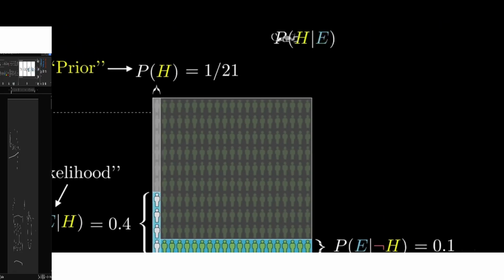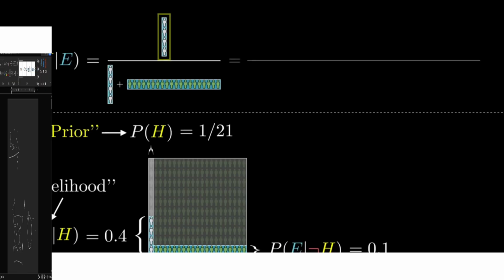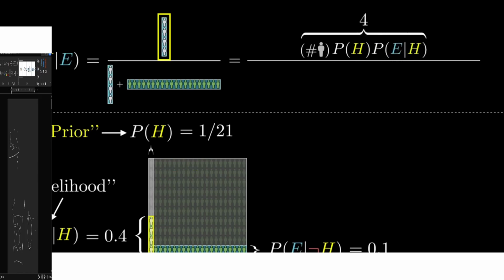So with the notation in place, remember what our final answer was. The probability that our librarian hypothesis is true given the evidence is the total number of librarians fitting the evidence, 4, divided by the total number of people fitting the evidence, 24. But where did that 4 come from? Well, it's the total number of people times the prior probability of being a librarian, giving us the 10 total librarians, times the probability that one of those fits the evidence.